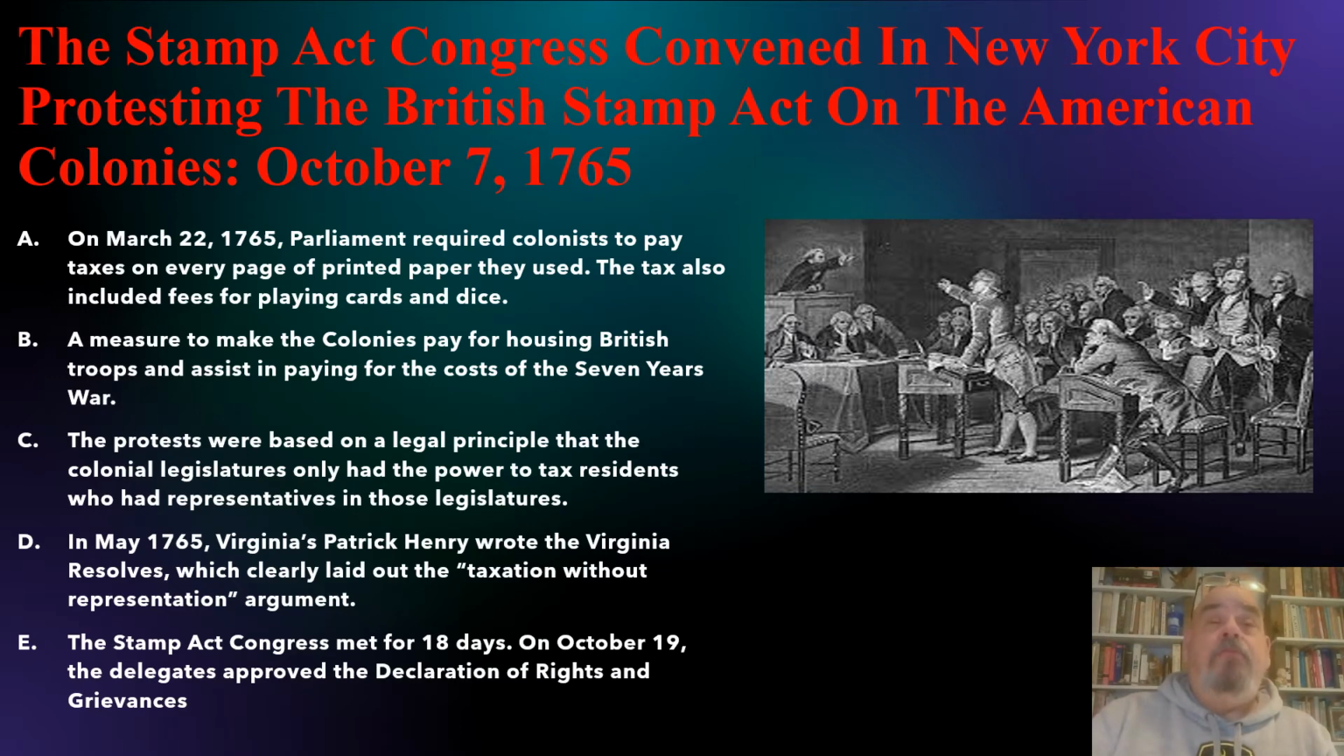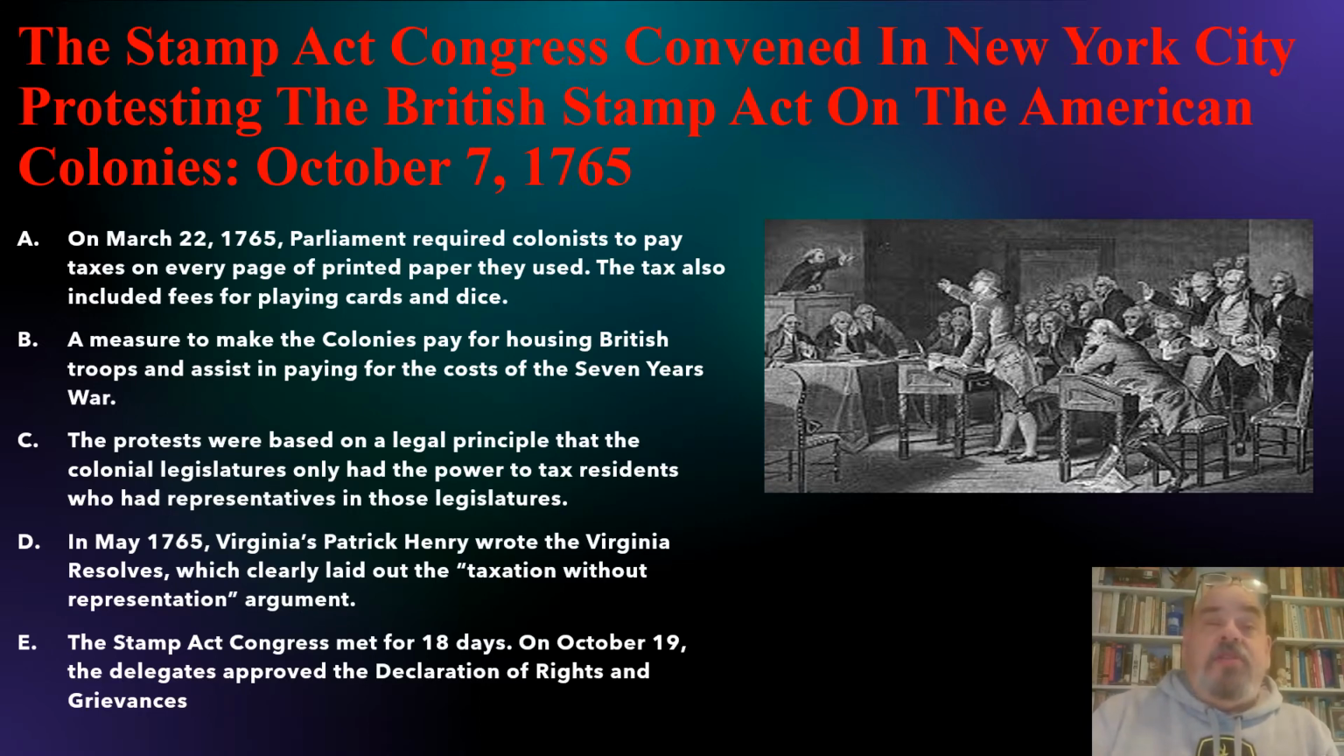North America. The Stamp Act Congress met for 18 days. On October 19th, the delegates approved the Declaration of Rights and Grievances, which stated the joint position of the delegates for the other colonies. Resolutions 3, 4, and 5 made clear that while the delegates repeatedly stressed their loyalty to the Crown, the issue of taxes was at the forefront.